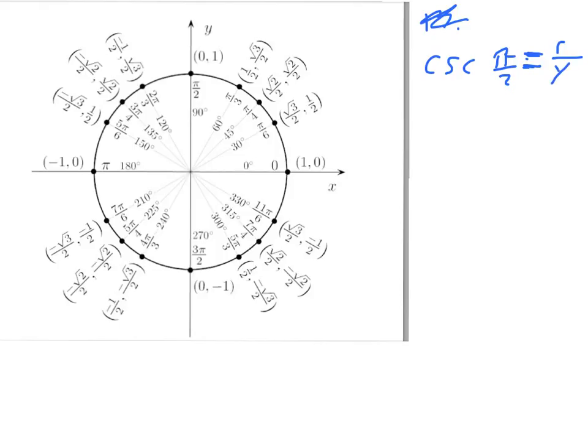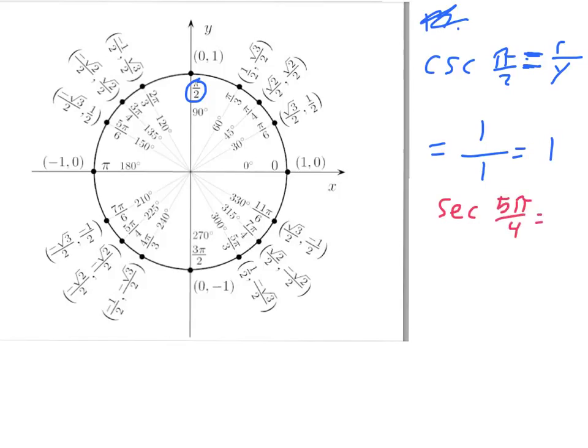So pi over 2 is right here. It's r over y. Well, r is always 1, and in this case, y is 1. So the cosecant of pi over 2 is 1. The next one is secant of 5 pi over 4.